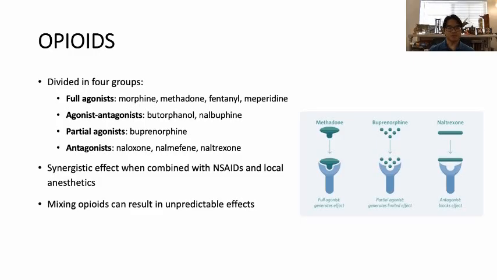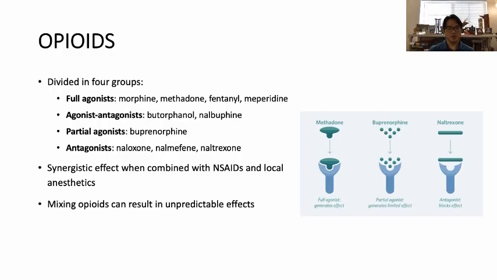Opioids can be divided into 4 groups: full agonists such as morphine, methadone, fentanyl, meperidine; agonist-antagonists such as butorphanol, nalbuphine; partial agonists, which is buprenorphine; and antagonists, naloxone, nalmefene, and naltrexone. There's a synergistic effect when combined with NSAIDs and local anesthetics. That's why, in general, we try to combine opioids with other pain medications. And by doing so, you might also be able to reduce the dose of opioids.